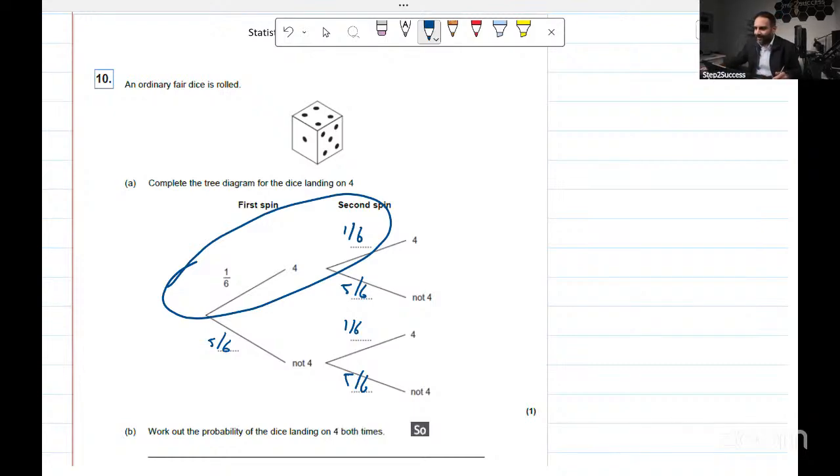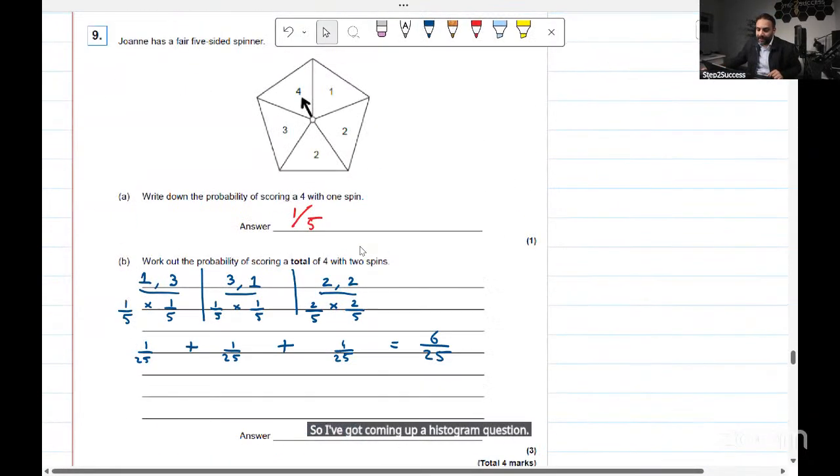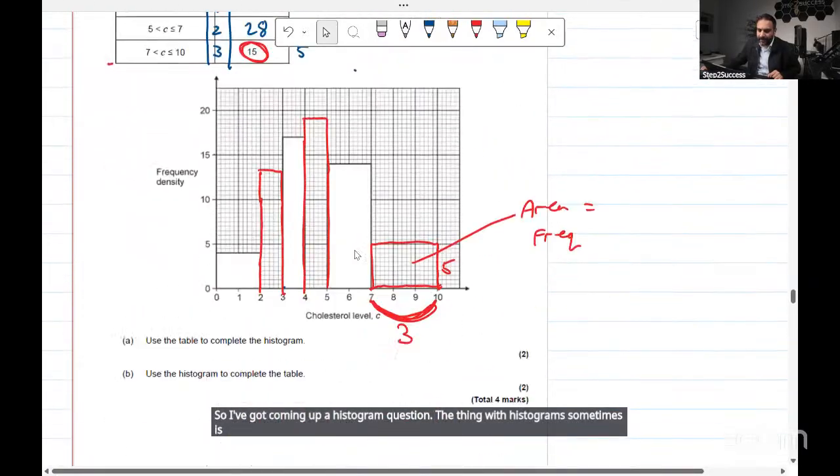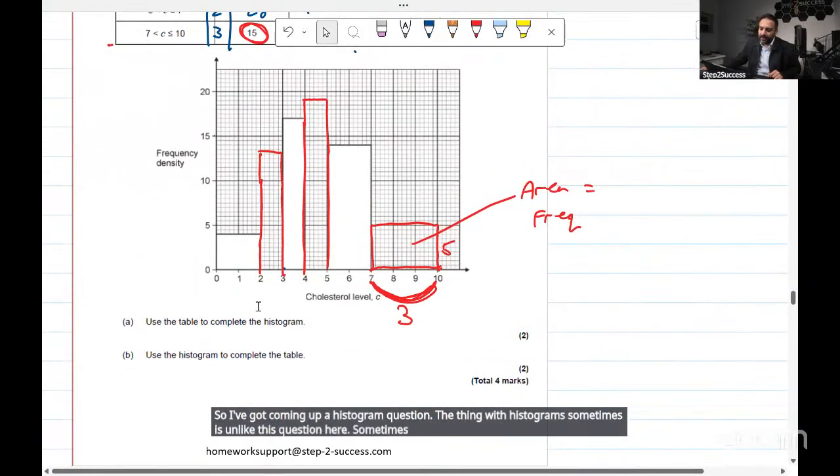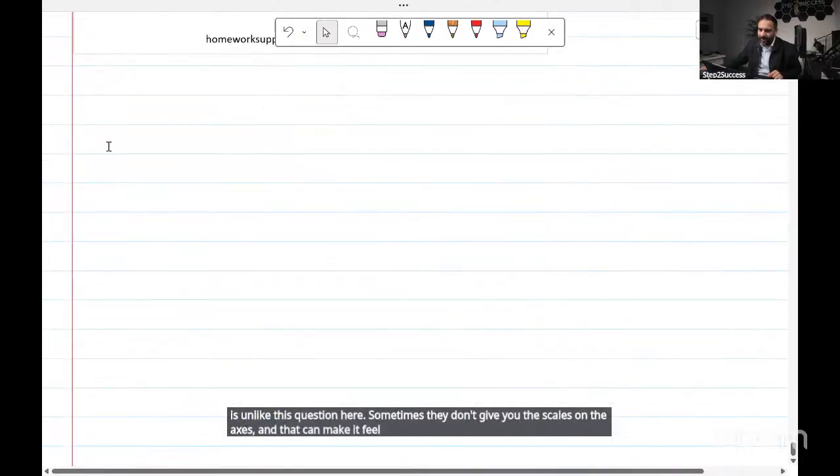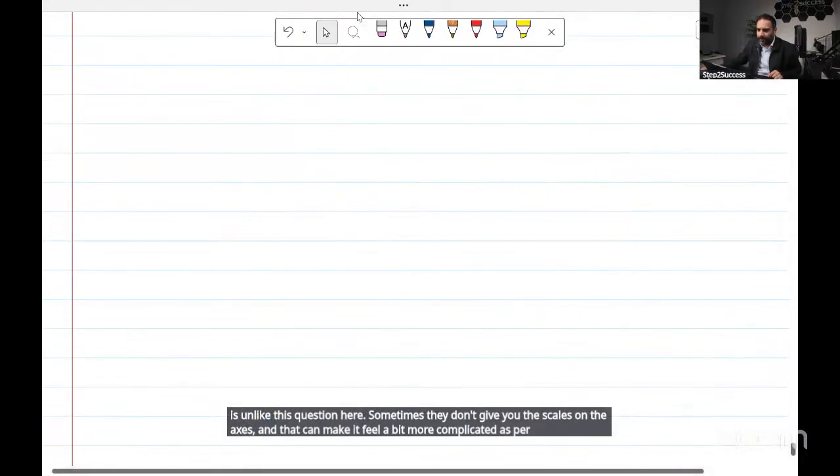So I've got coming up a histogram question. The thing with histograms sometimes is, unlike this question here, sometimes they don't give you the scales on the axes, and that can make it feel a bit more complicated, as per the question I'm about to do.